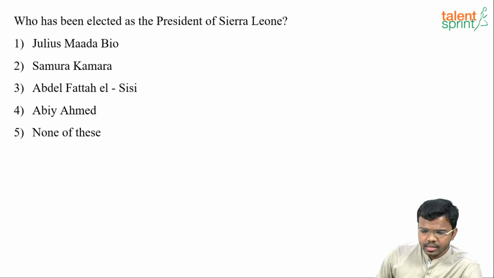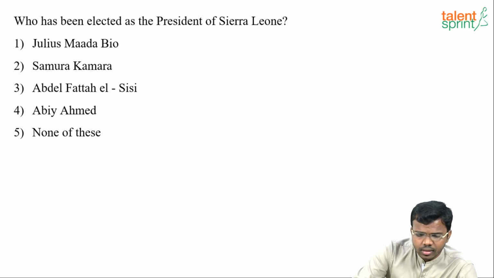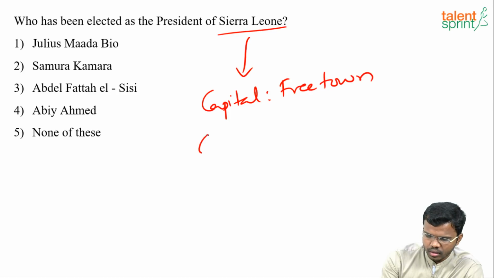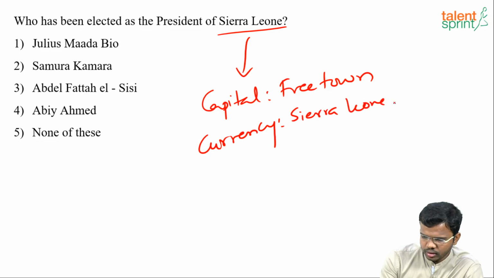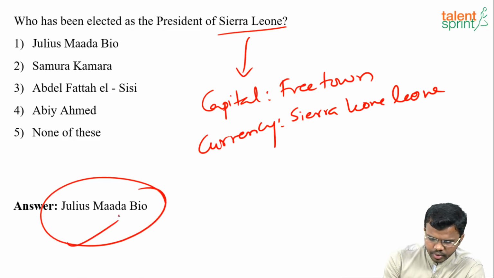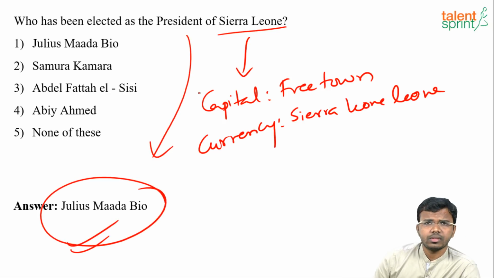Who has been elected as the president of Sierra Leone? Sierra Leone's capital is Freetown and its currency is Leone. Yes, who was it? Julius Maada Bio was elected as the president of Sierra Leone, the African country.